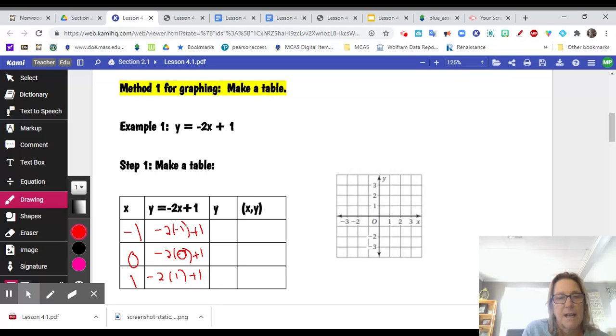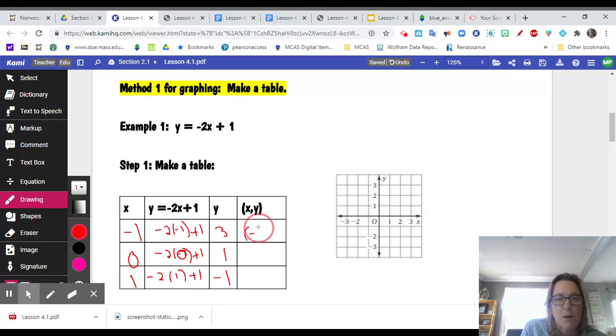So I just replaced x each time. Now I do PEMDAS. 2 plus 1 is 3. 0 plus 1 is 1. -2 plus 1 is -1. So this column I set up there for your calculations. Some of you will be able to do that column in your head, but I would be careful.